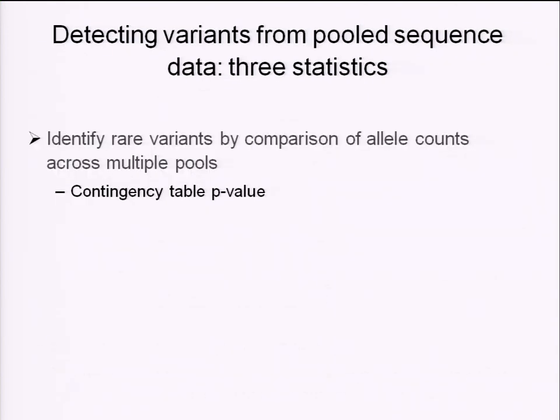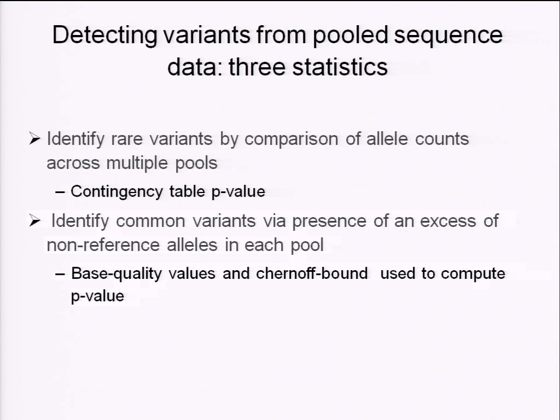So the method uses different strategies. The first strategy is to compare the counts across multiple pools to identify variants, using a table analysis and a P-value for the presence of variants. The second is to identify common variants.